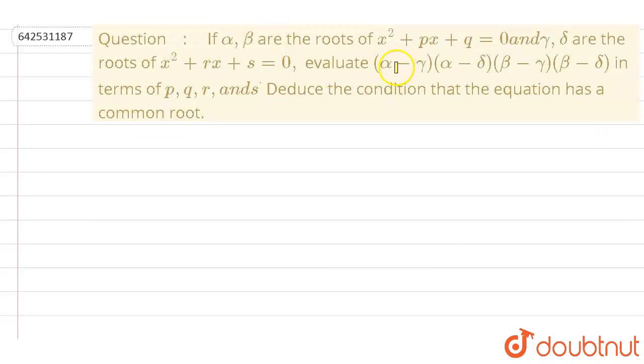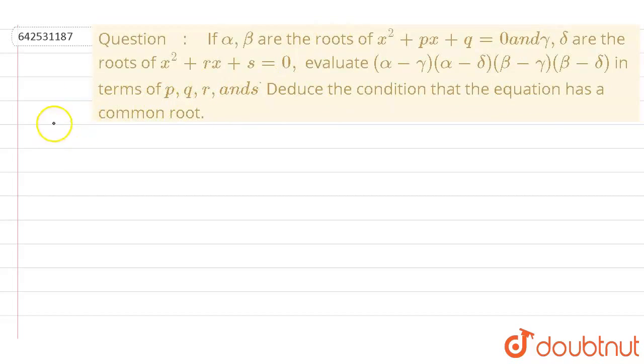Hello everyone. So we have a question. If alpha, beta are roots of the equation x square plus px plus q is equal to 0 and gamma, delta are the roots of the equation x square plus rx plus s is equal to 0, evaluate the value of (alpha minus gamma)(alpha minus delta)(beta minus gamma)(beta minus delta) in terms of p, q, r, s and deduce the condition that the equations have a common root.